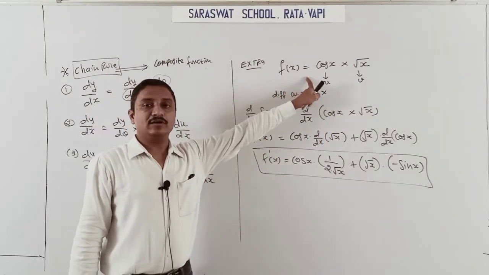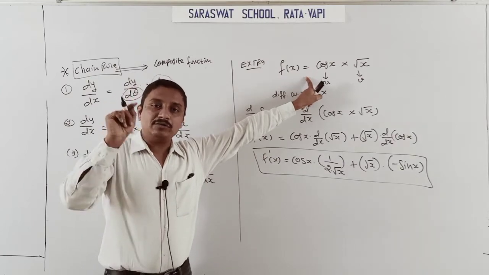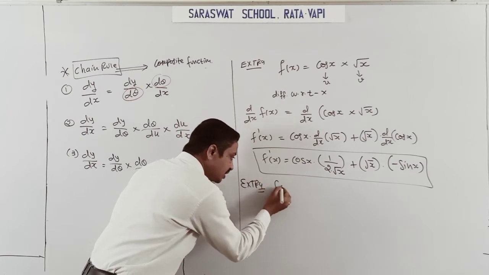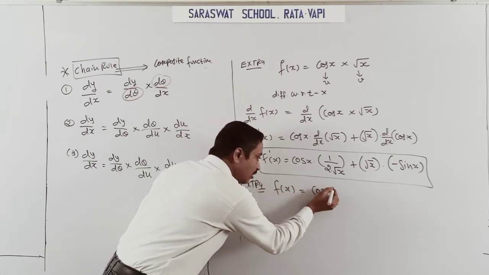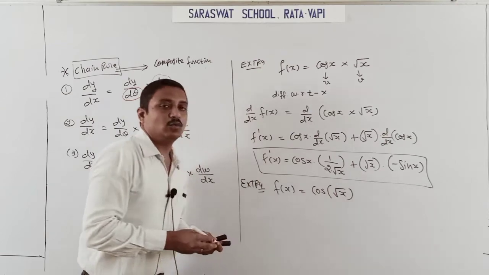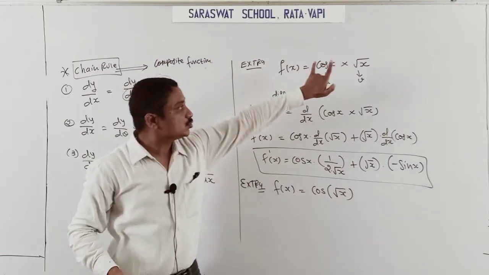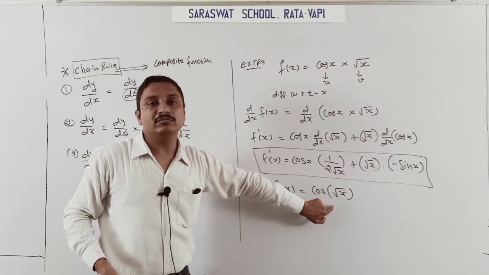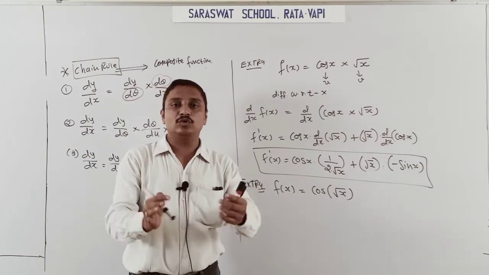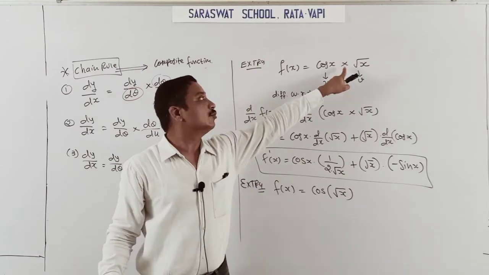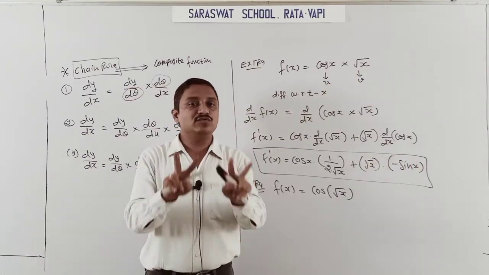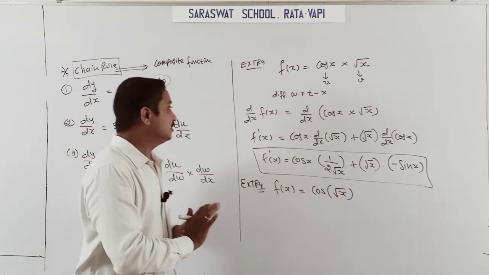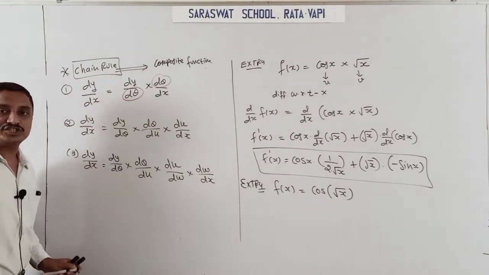Here we apply our product rule. Now the same question. If you are given, students, in this form, the function f(x) equals cos of root x. Look at that. What is the difference between this question and this question? Here the chain rule is needed because cos and root x are given combined. Here both are given separate. So if both functions are given separate, then apply the product rule. But if given combined, then students apply the chain rule.